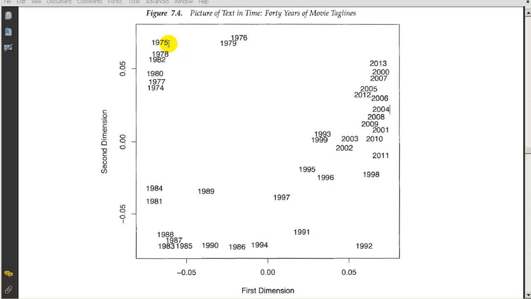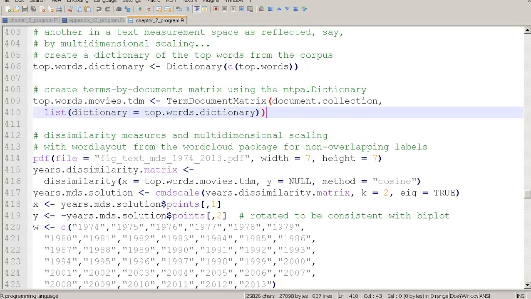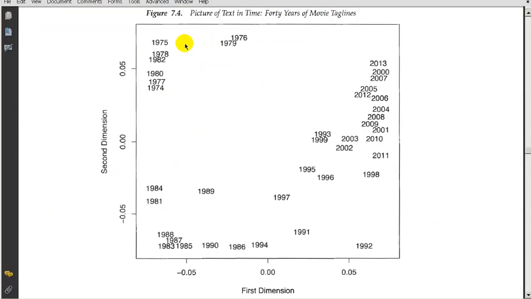So first of all, although I didn't mention it clearly in the code, one thing that we did in the code was combine all of the movie tags for 1975 into one document. Combine all of the movie tags from 1976 into one document. All of them from 1977 into one document, and so on. Okay? So that was done.